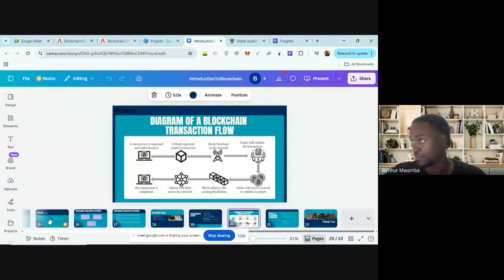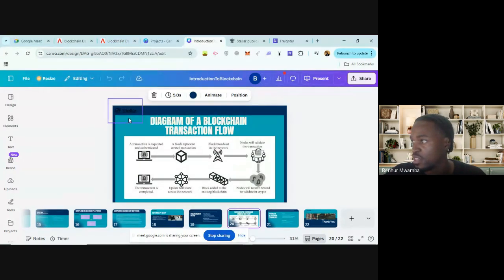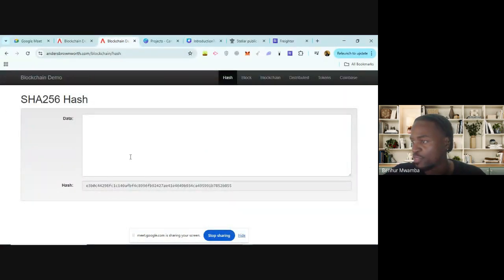But today I just want to show you how it works, just to give you more understanding of how blockchain works. So if you've read through the slide, you already went through hash. You should have learned about what a hash is, what blocks are, and blockchain. But now I'm just going to show you how it all works in a visual.